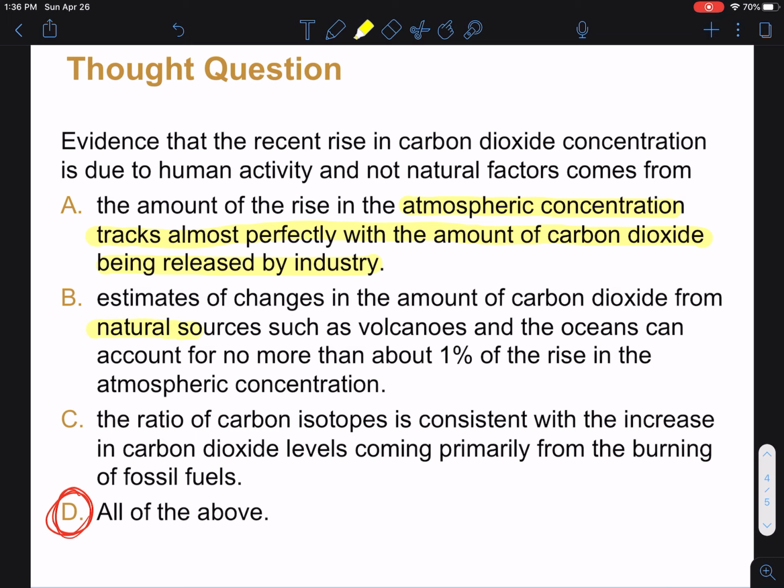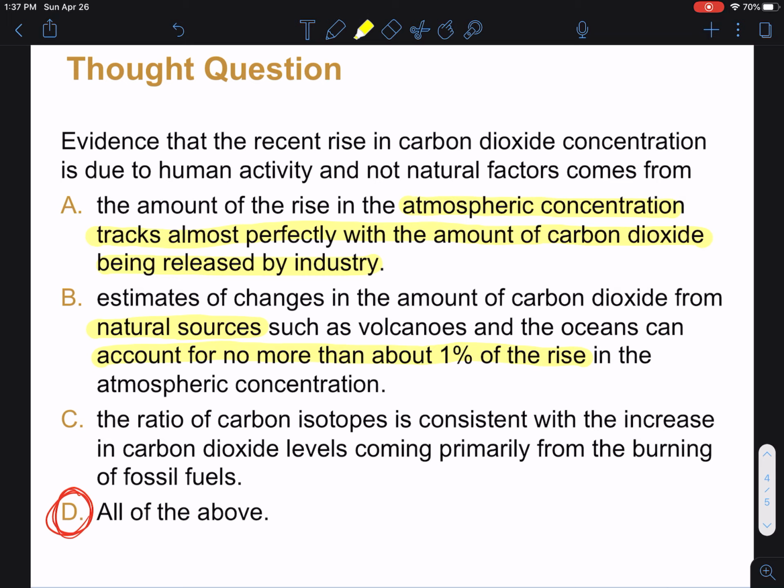Scientists have looked at natural sources. We have good estimates for volcanoes and oceans and things like that, and they can account for no more than 1% of the rise. So this is taken into the models. There's a graph of this in your textbook if you'd like to look at it, what the models look like with just the natural causes and what they look like with human causes as well.